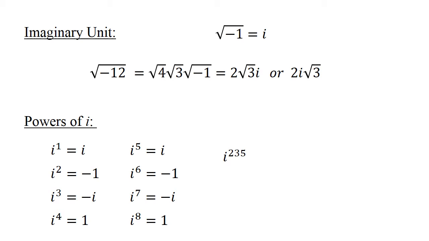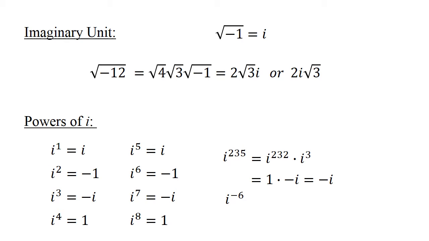Let's say I had i to the 235th power. Well, what I'd want to ask myself is, what's the largest multiple of 4 less than or equal to 235? The answer is 232. So this is the same as i to the 232nd power times i to the third. Well, i to the 232nd power, since that's a multiple of 4, is 1. i to the third power is -i, so 1 times -i. So i to the 235th power is -i.